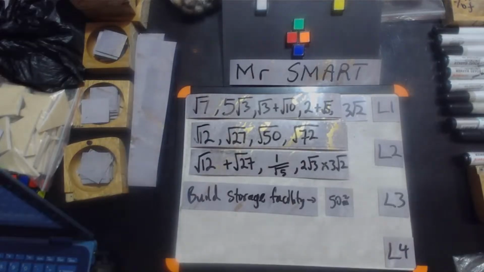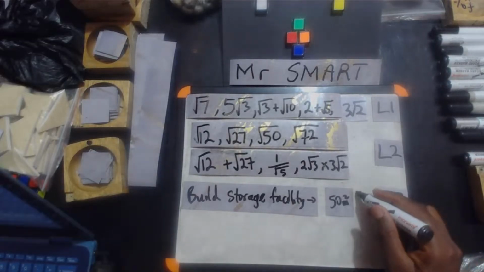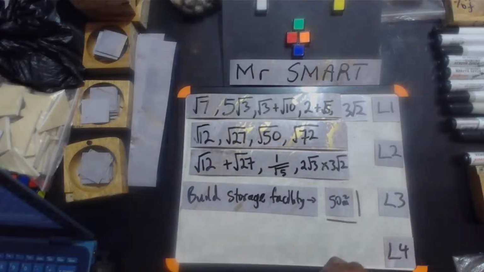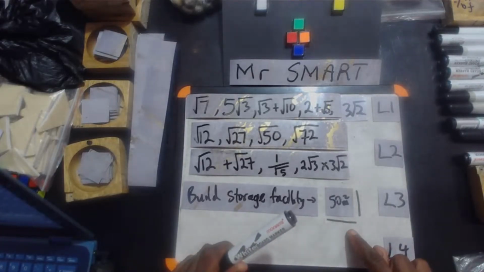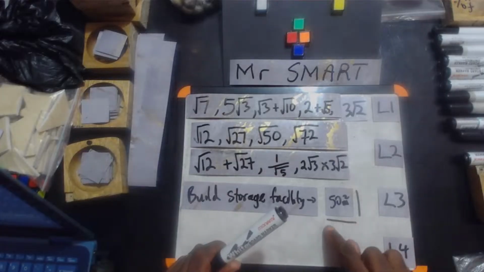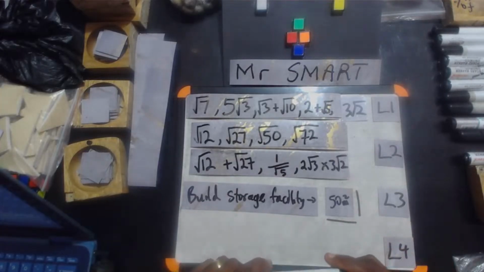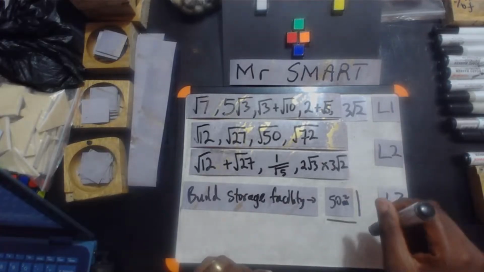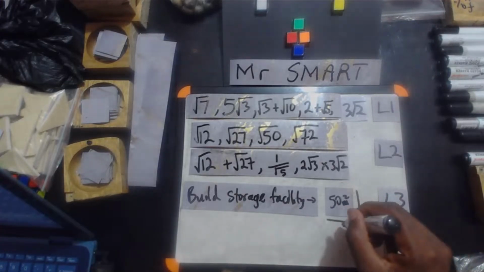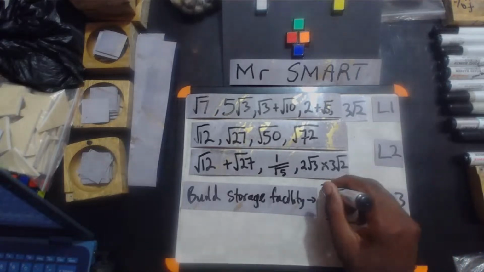So express the side of the square as a surd in simplest form, and explain why the side length cannot be expressed as a whole number. We want to discuss that. Now, I also want you to calculate the perimeter of the storage facility. Once we've found the side, we want to calculate the perimeter. 1, 2, 3, 4.